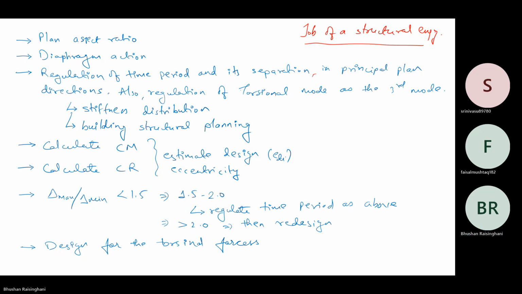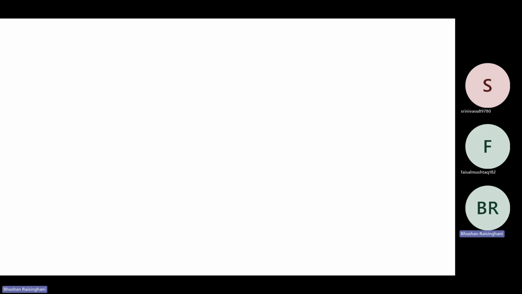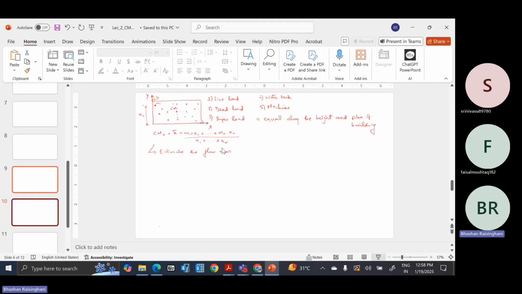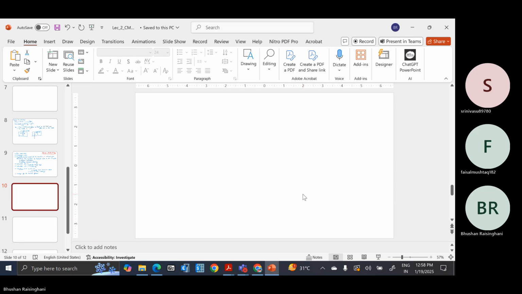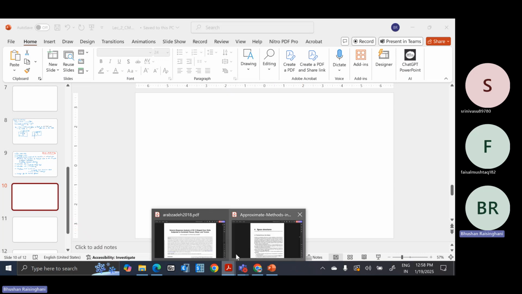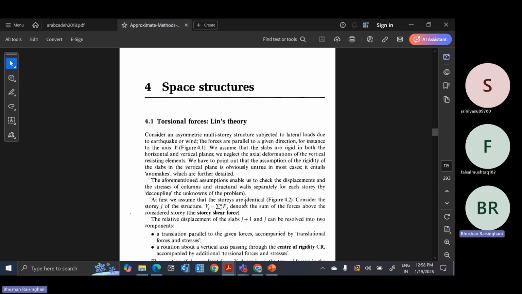Now, the understanding part I have completed. We will go to an example and solve, and see how it is solved in the book. For the next 15 minutes, we will focus on this approximate method in which the solved example is given, that I have shared by Edwin. This is from that particular textbook.